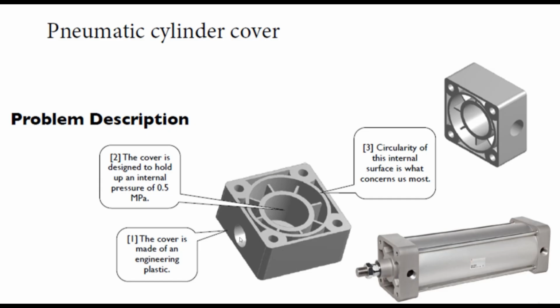The most concerning thing in this particular problem is that we need to find out the deformation of this inner circle. As per the specs, the circular deformation should be less than 10 micrometers, and if it exceeds 10 micrometers, the airtight seal will not be there, the gas will be lost, and the pressure will be lost from this pneumatic cylinder cover. Here is an example of a pneumatic cylinder cover, and this is the part for which we are going to perform the analysis.